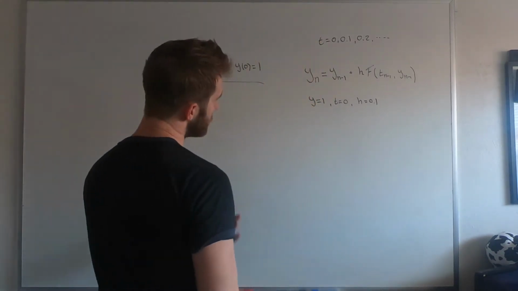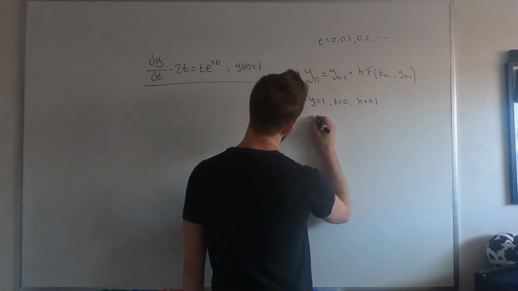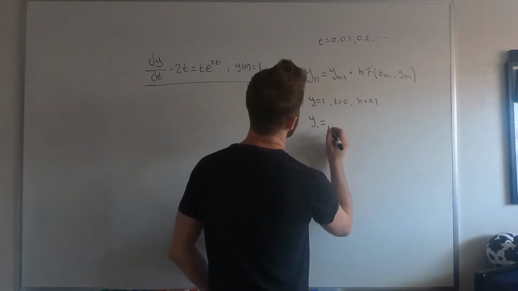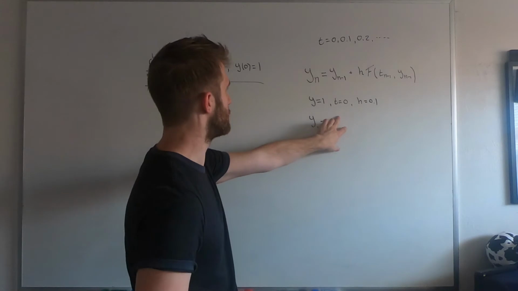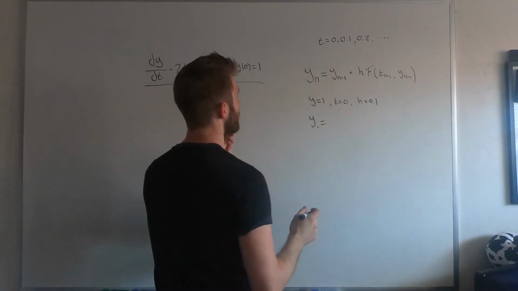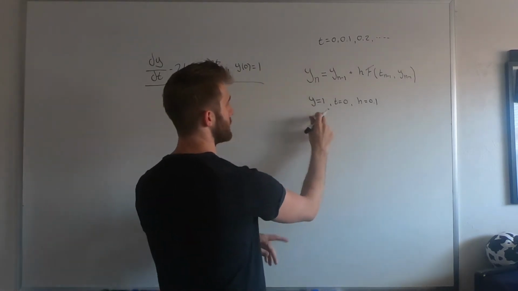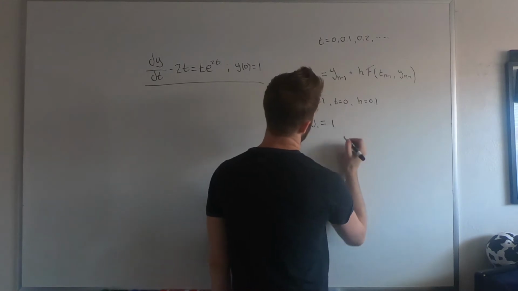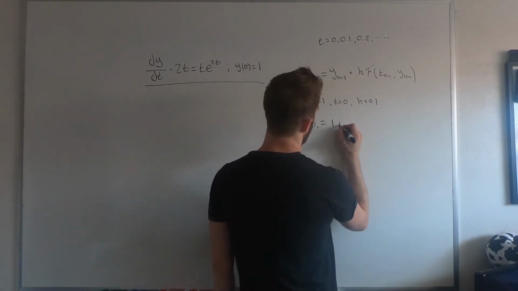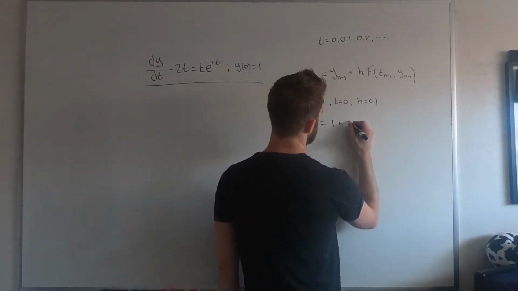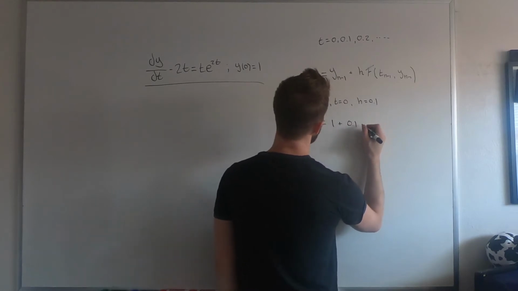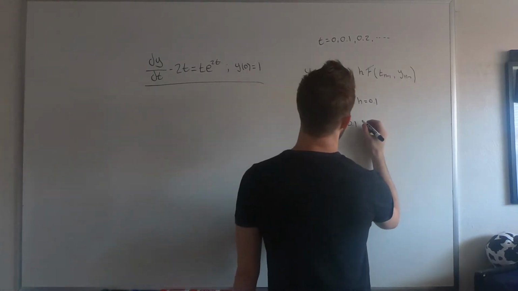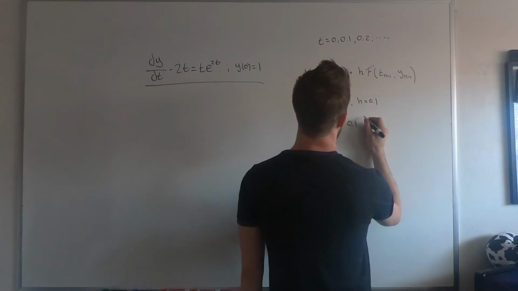So for our first interval, for y1, that is going to be equal to y at n minus 1. We take that a step back, going back to our initial point, and we have 1. Okay? And then we add that to our step size, which is 0.1, and then we multiply that by our function.